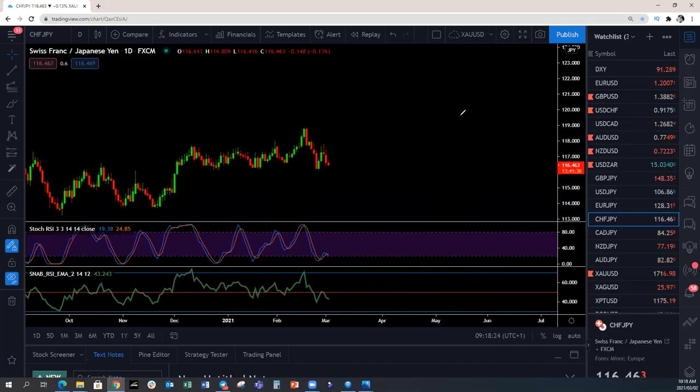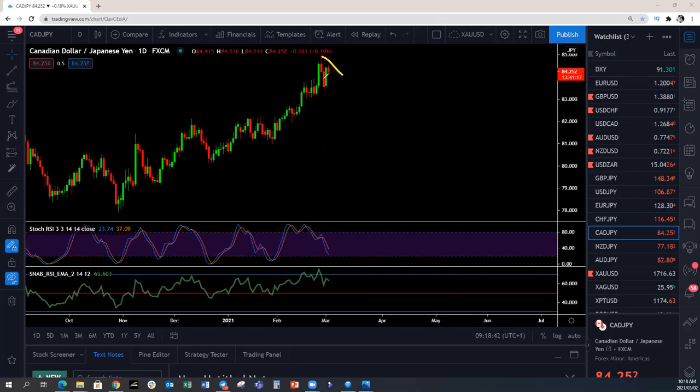Right, Chief Yen, we had made this move around this level, which we thought was going to break and make one more to the upside. It looks like it's making a three-wave pullback here. We're going to expect this, same thing we're expecting with the Euro Yen for more upside.